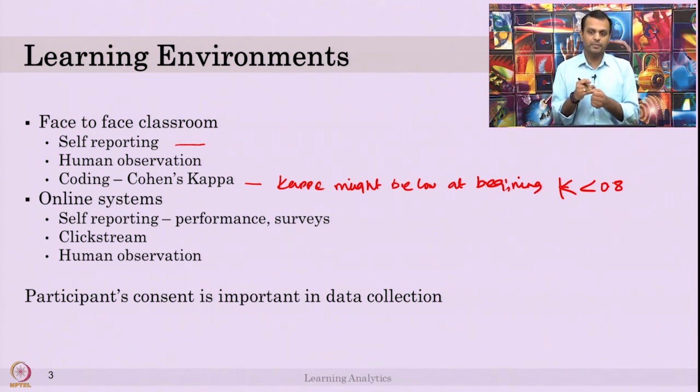Then you check again the kappa score, make sure the kappa score is more than 0.8. That is a very key aspect when you are doing the human observation. Okay, that is very key.